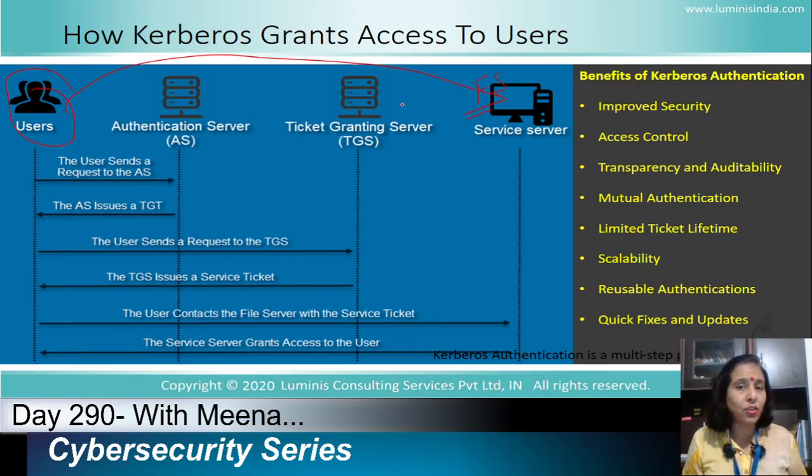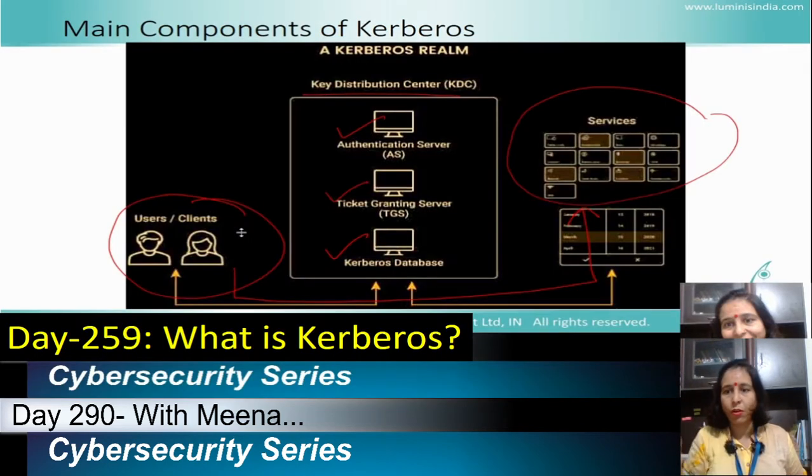The user will not get direct access over the file server. He or she needs to go through certain processes before getting a grant over the file server. Clear? How does Kerberos provide that authentication? If you don't know what Kerberos is, you can have a look at day session number 259, where I discussed what Kerberos is and what its main components are.